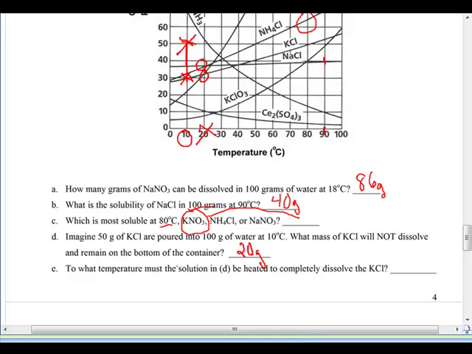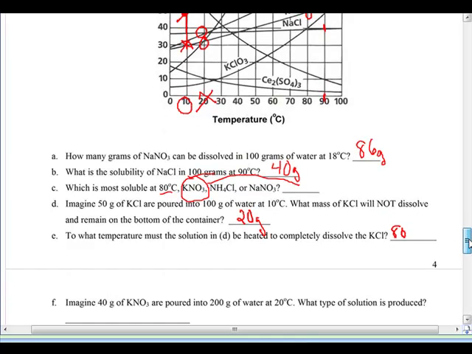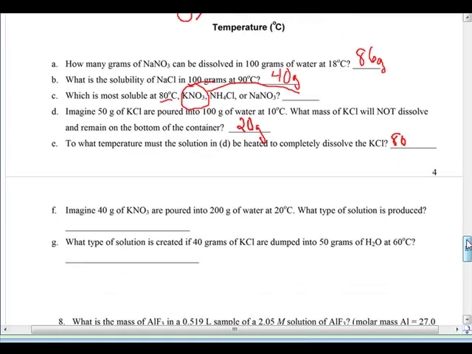Then it says, to what temperature must you heat the solution to dissolve it all, the one in D. So we've got 50 grams right here. We want to heat it up until it all dissolves. So we go this way until we hit KCl right there. So we have to heat it to about 80 degrees, and then it'll all dissolve. All right. Next 2 questions.